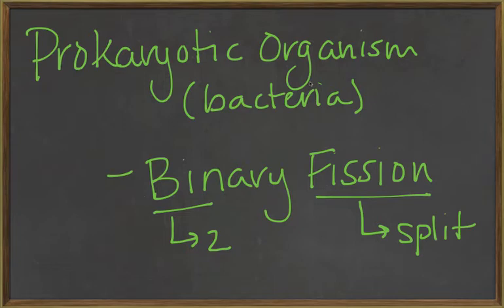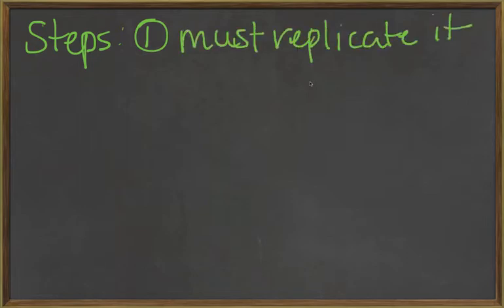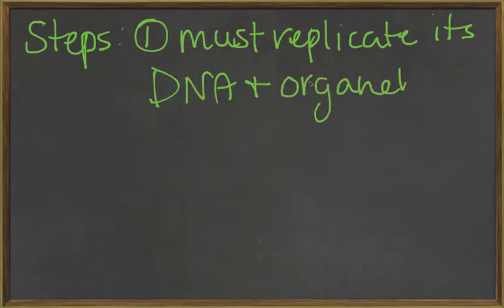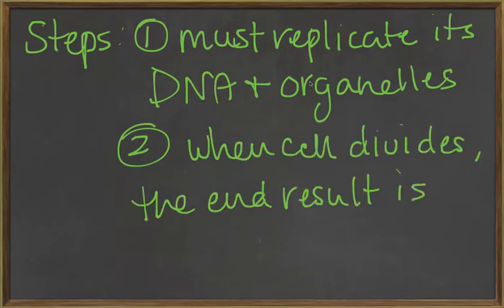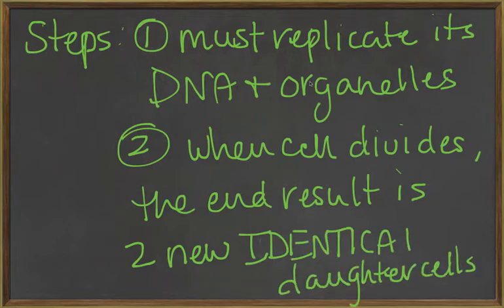I'm not going to go into a lot of depth with this. However, I do need you to know the two basic steps of binary fission. First thing, in order to be able to divide, in order for two new identical cells to come out of this, my cell must replicate its DNA and organelles. So it makes a copy of everything. You have two copies of everything when a prokaryotic cell decides that, hey, I need to go through binary fission. The second thing that happens is that the cell will divide. When the cell divides, the end result is two new identical daughter cells. One cell becomes two cells, and they will be identical, just like identical twins.